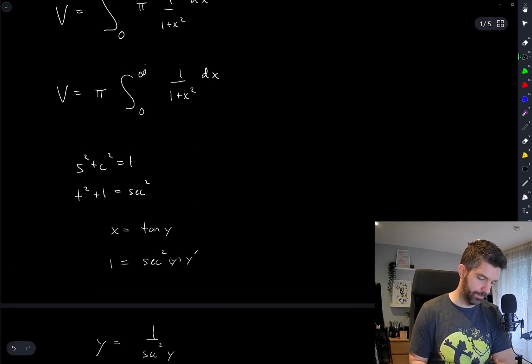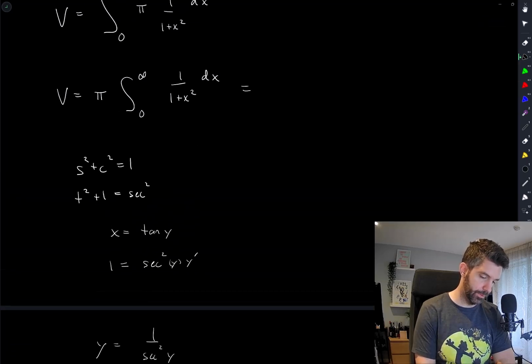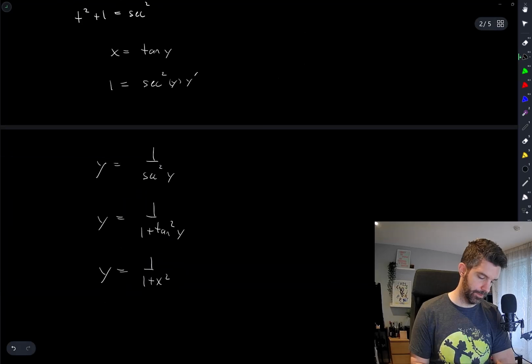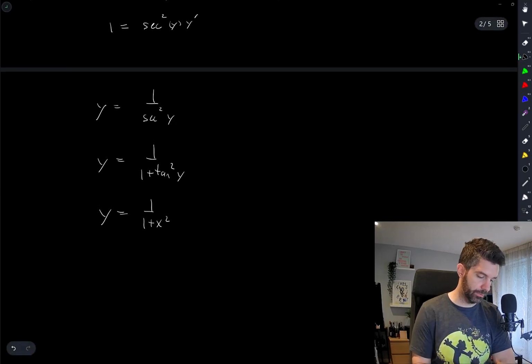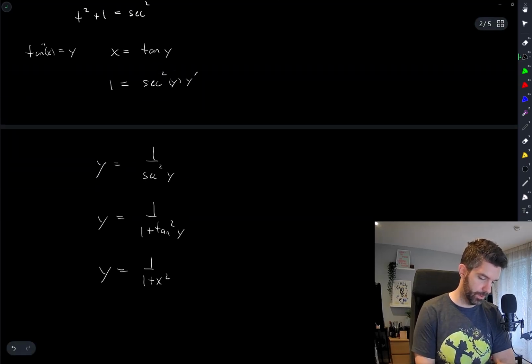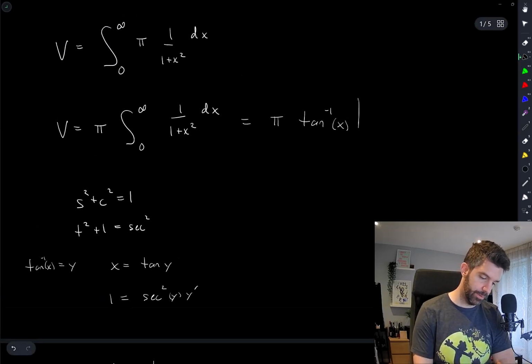Yeah, so it's tan inverse of x. I've shown that if y is equal to tan inverse x, then the derivative y prime is 1 over 1 plus x squared. Okay, so tan inverse x evaluated at 0 and infinity.